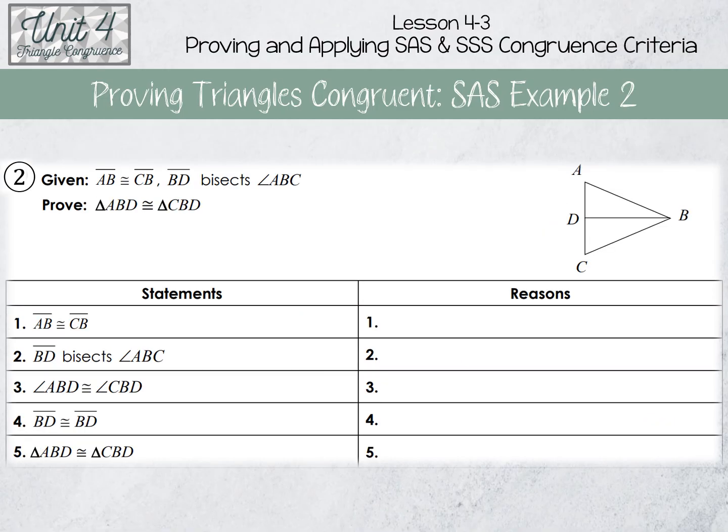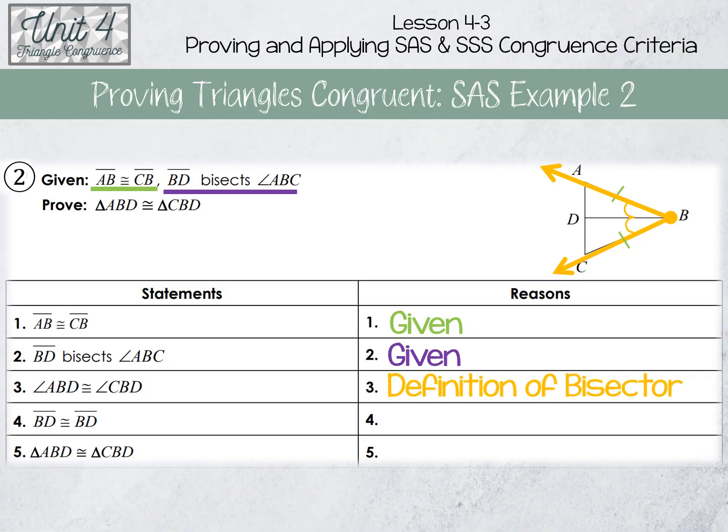Number 2. Segment AB is congruent to segment CB. Mark it on your diagram. Segment BD, and that was given. Segment BD bisects angle ABC. Okay, that is given. There's our bisector. That's the angle is bisecting. So it splits it into two congruent angles. So by definition of bisector, or angle bisector, didn't have enough room to put the angle in there.